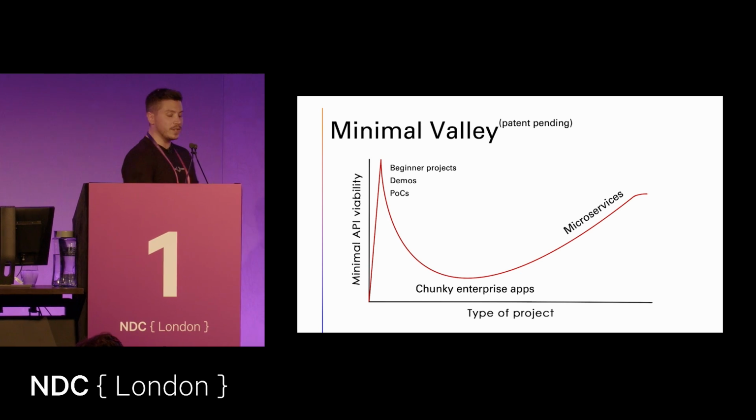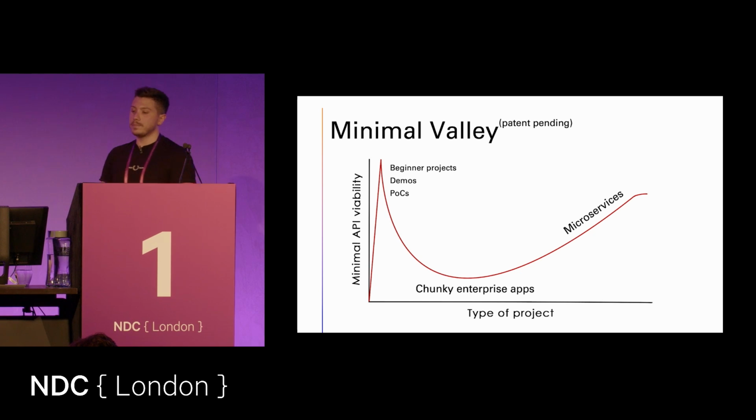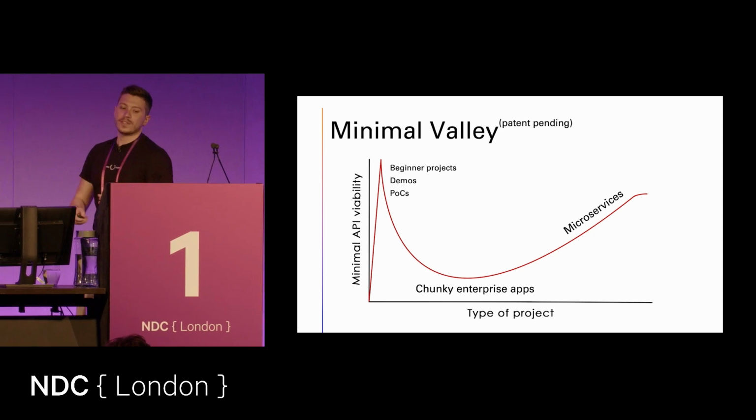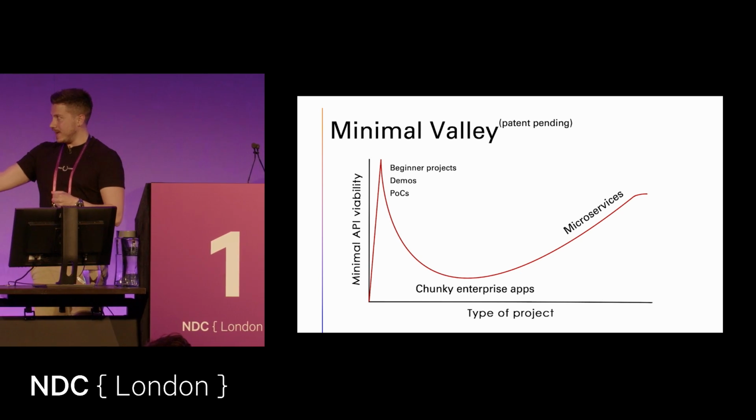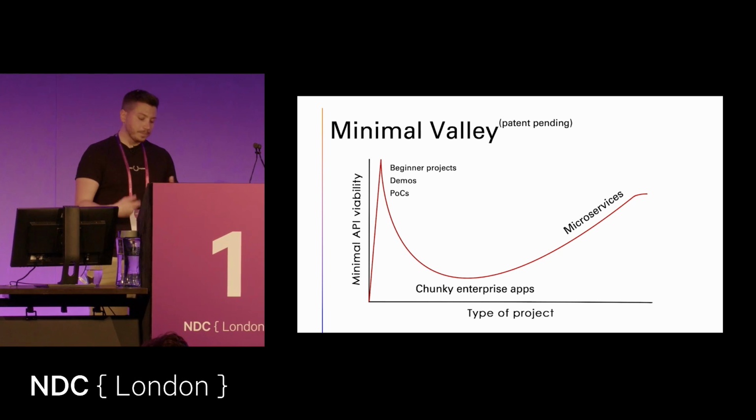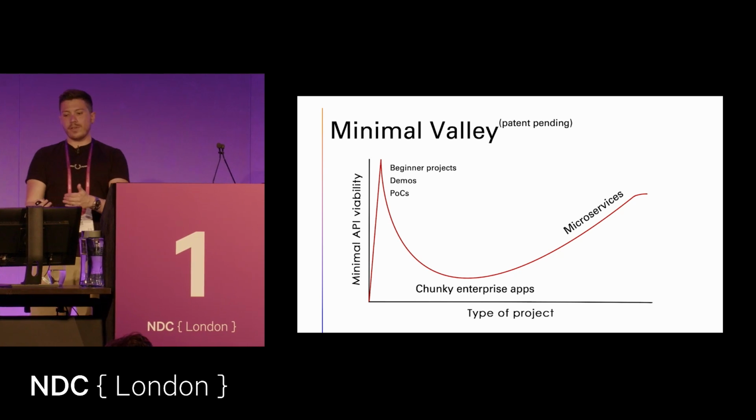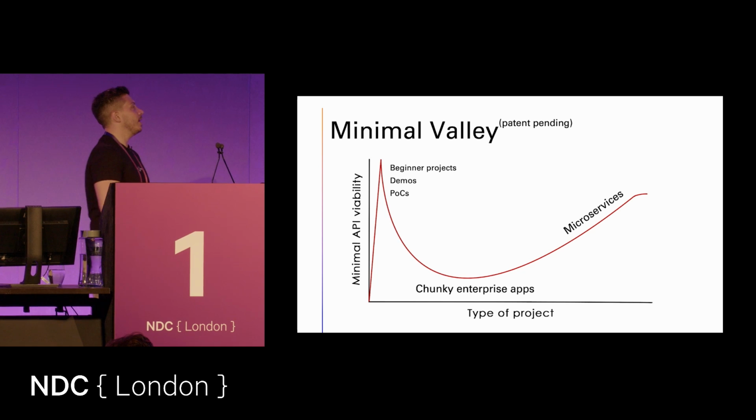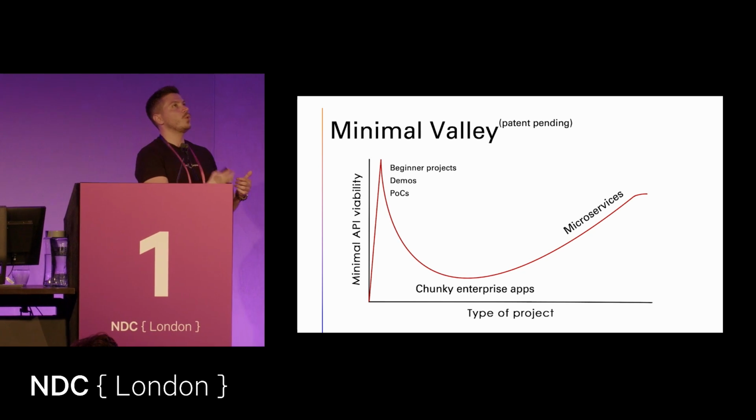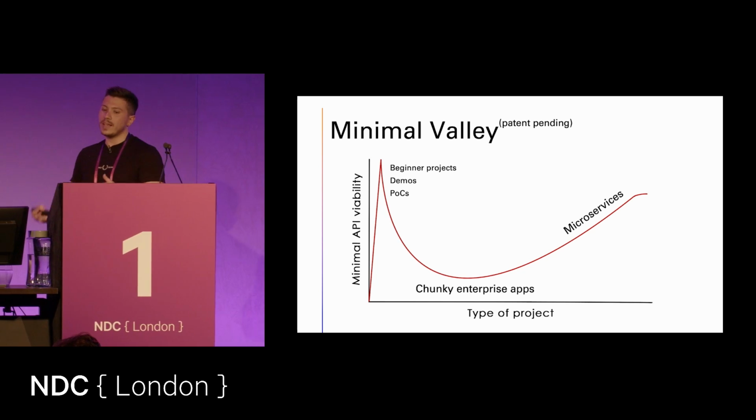But where I do see that something amazing will happen is microservices. Now, microservices are small by nature, it's in the name, microservices. So minimal APIs for microservices just make so much sense for me. And it also allows developers who work on microservices to choose their own destiny on the structure.